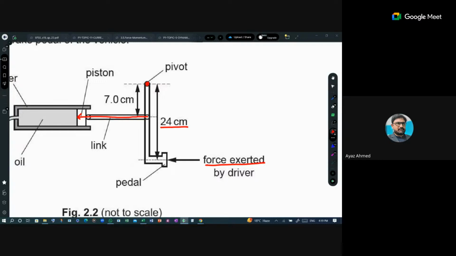The force which is exerted on this piston. Here are the liquid particles, and this is one situation. Now let's talk about the question.